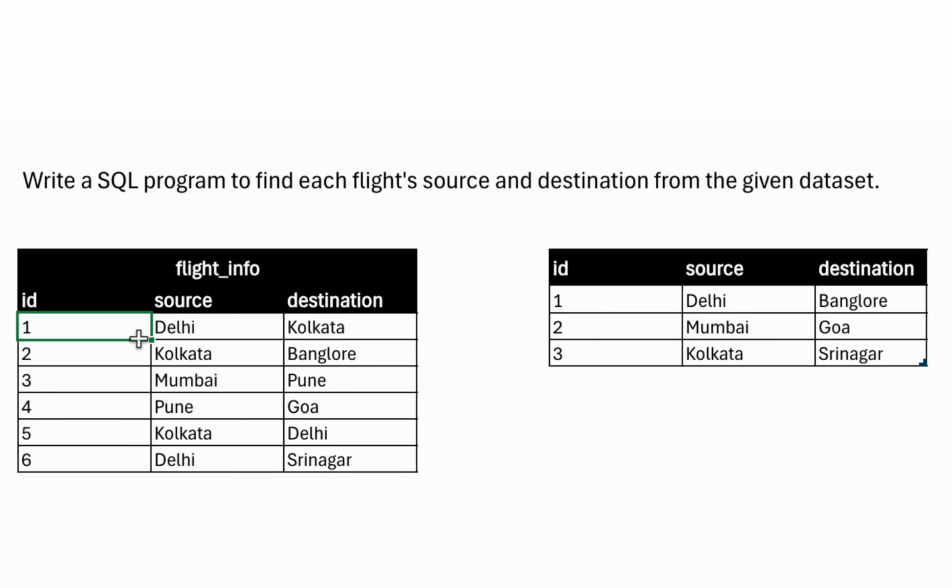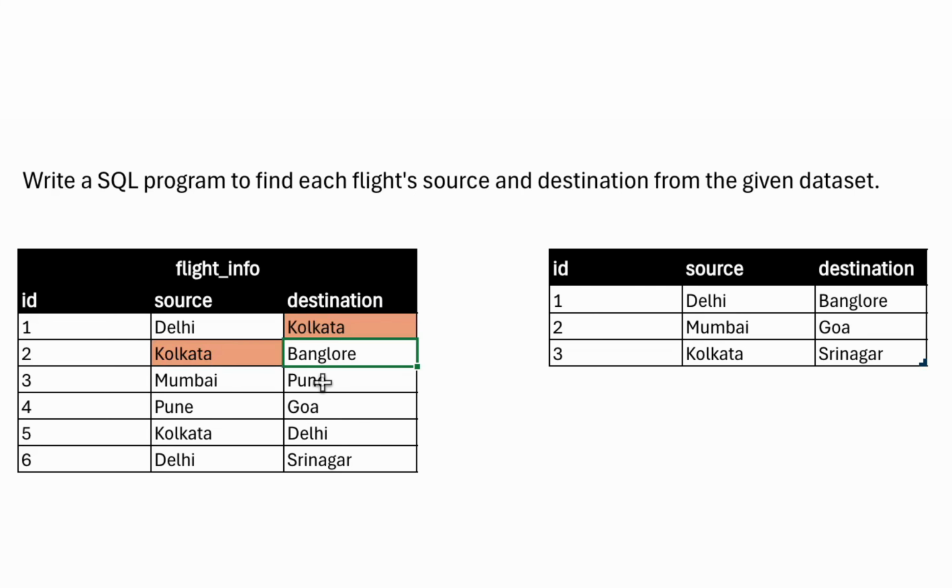consider the first two rows in our initial dataset, then this particular flight is going from Delhi to Kolkata and from Kolkata to Bangalore. That means we can say that this flight is going from Delhi to Bangalore. That is why this particular row is an output and this destination is matching with this source.